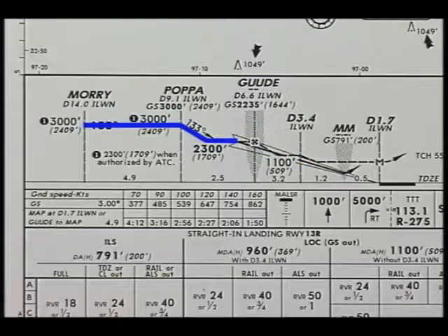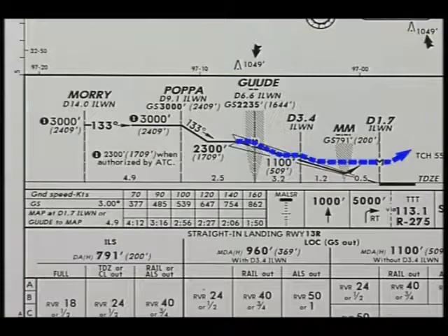Before glide slope interception, this line represents the flight path for both the precision ILS and non-precision localizer approach. Beyond the glide slope interception point, the solid line represents the ILS approach. The localizer approach path is depicted by a dashed line.